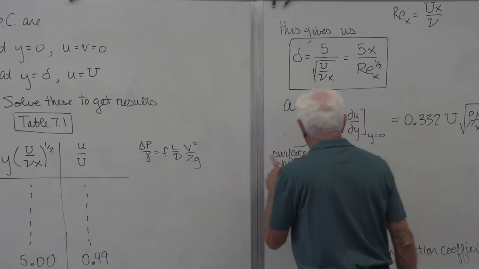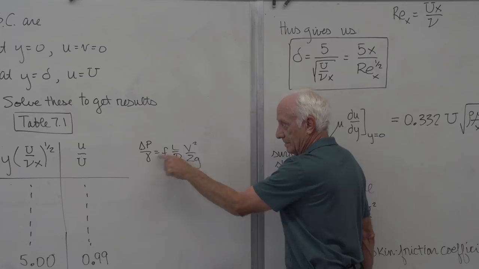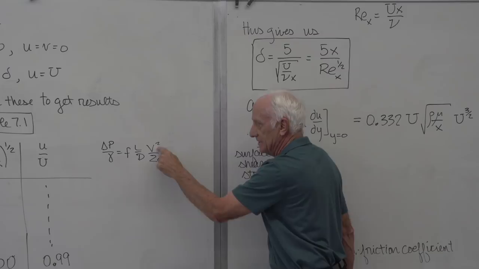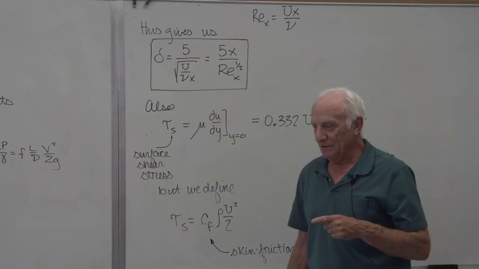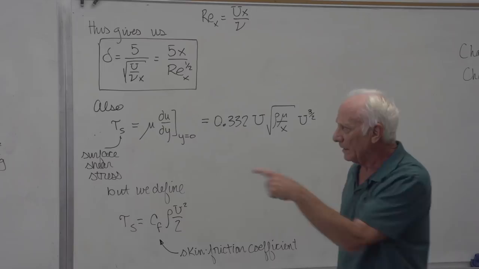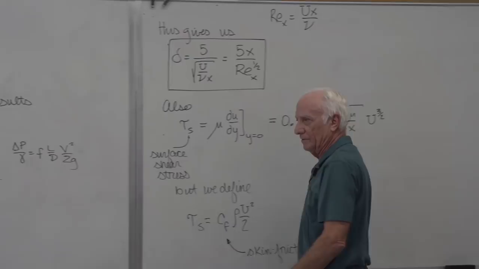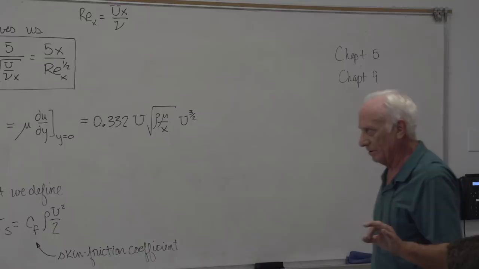Gamma, what, rho? Rho's up here. Okay, rho g. The g's cancel out. F L over D, rho V squared divided by 2. Very similar. One thing we do as engineers, you think, you know what? Maybe it'll work for flow over a flat plate like it worked for flow in a pipe. Except I'm not going to call it F now. I'm going to call it C sub F and call it the skin friction coefficient. That's the way we think as engineers. Very similar, though.